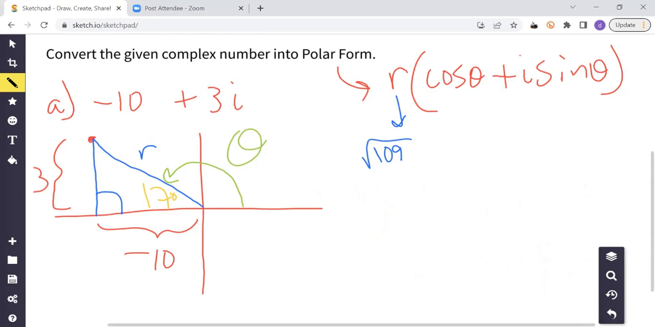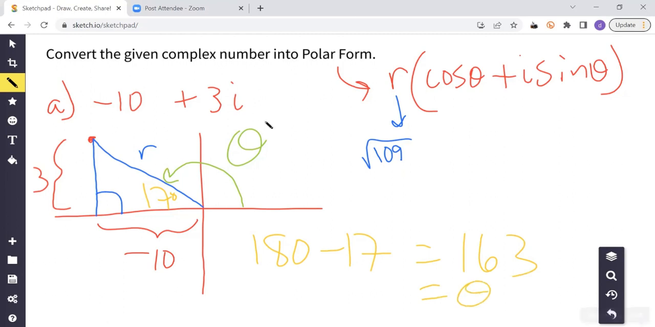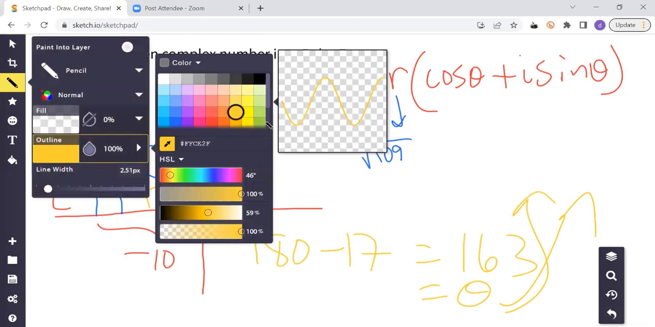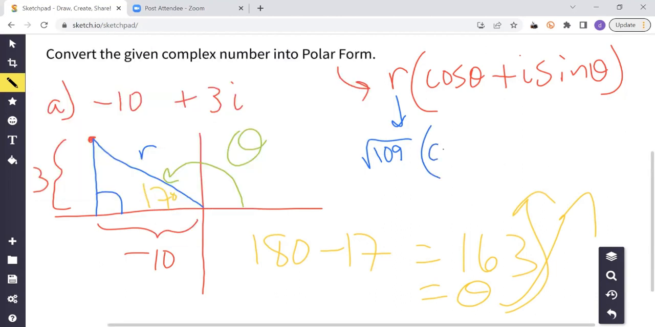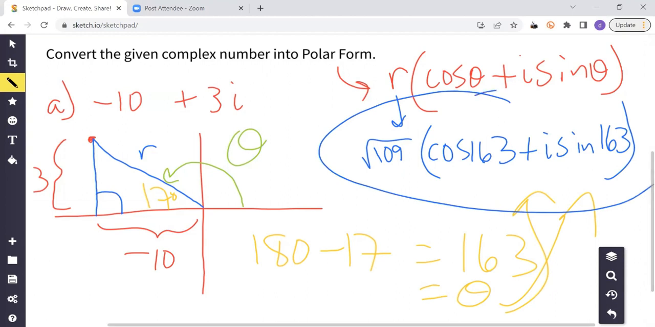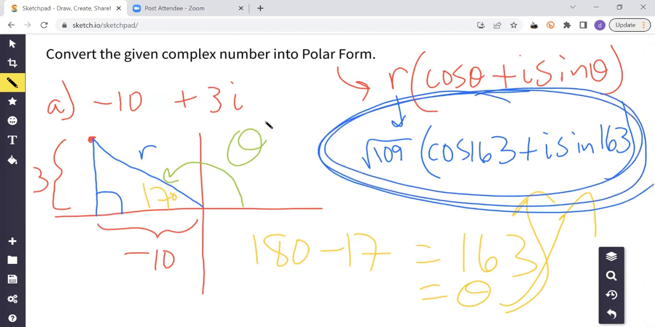Well, recall that a semicircle is 180. So what we have to do is go 180 minus 17, and that's 163 degrees for theta. And that goes back up to the main problem. So final answer here in blue. Let's continue with blue. This would be cosine 163 plus i sine 163. And box in your answer. Done, done, done, done, 100%.